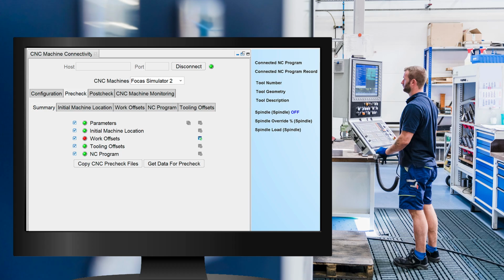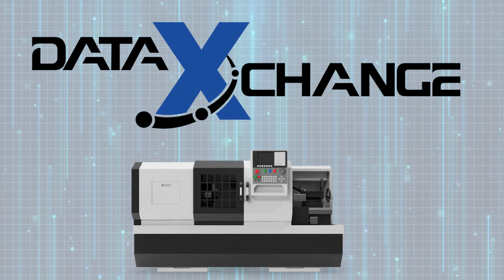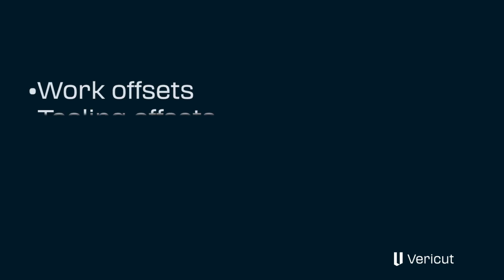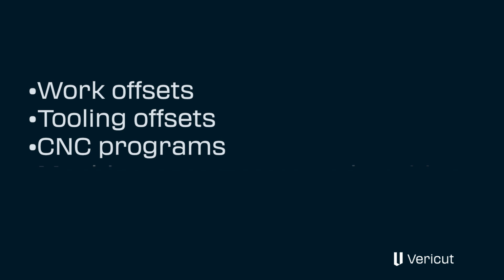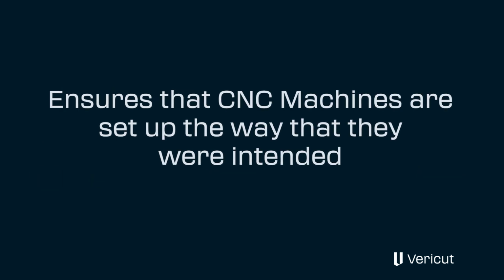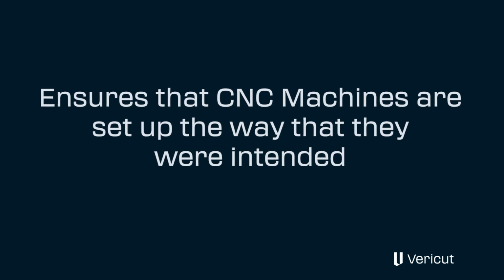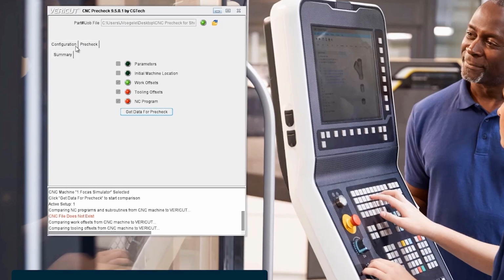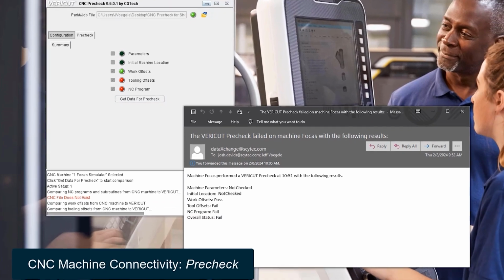When the CNC operator completes the setup, a Precheck can be performed right from the shop floor using a PC or a tablet next to the machine. Real-time data will be pulled from the CNC through Scytec Data Exchange, allowing Vericut to compare items such as work offsets, tooling offsets, CNC programs, machine parameters, and positions to ensure the CNC machine is set up the way it was intended. The Precheck feature in Vericut caters towards manufacturers in pursuit of the best digital twin possible.